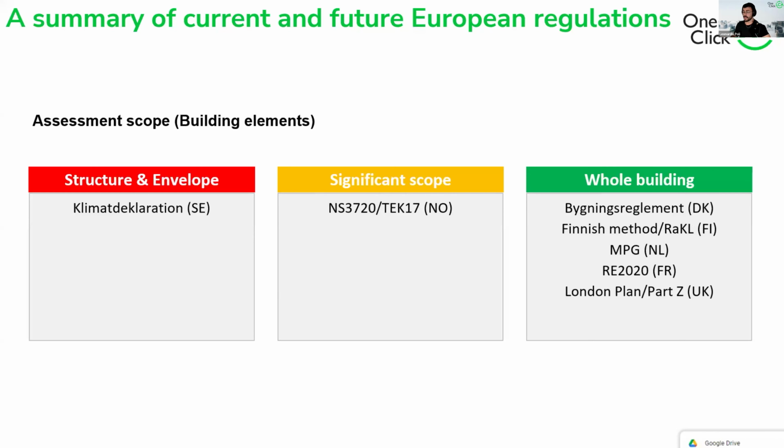In terms of the building elements, previously we talked about the life cycle scoping, life cycle modules included. In terms of the building element, these are the different kind of silos that you can see. Structure and envelope only, again, Climat Declaration, and then significant scope, which is what you can find in Norway, and then whole life, a whole building, which is actually what you can see for Denmark, Finland, Netherlands, France, and the UK.